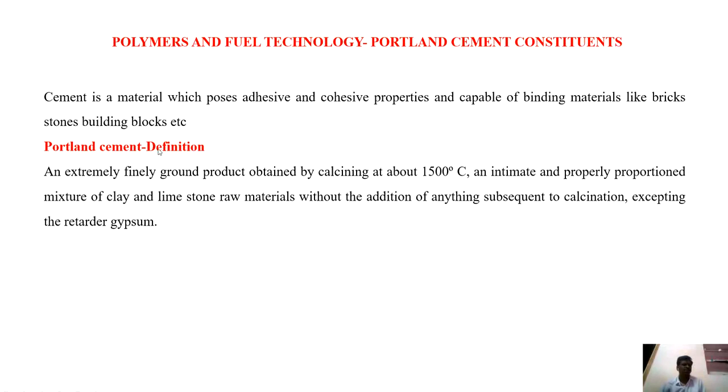So, Portland cement we have to define now. It is an extremely finely divided powder of clay and limestone. That means clay and limestone materials are ground to a fine powder level. Then they are mixed in appropriate proportion. Then they are calcinated at about 1500 degrees centigrade, in which gypsum is also added.